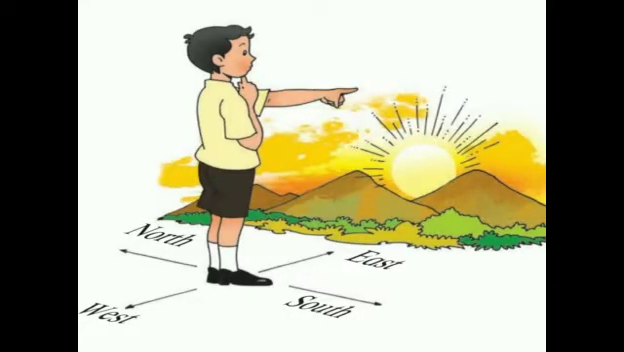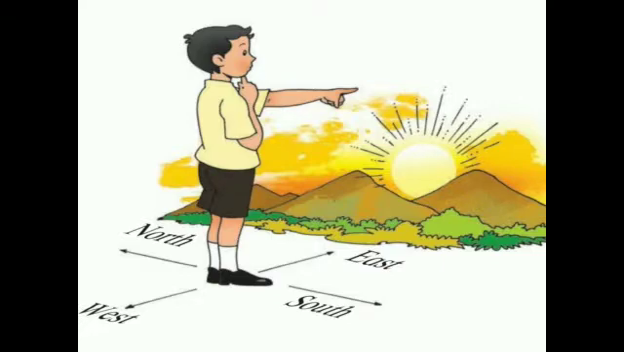The four main directions are east, west, north and south. The direction in which the sun rises is the east. The direction in which the sun sets is the west. East and west are opposite to each other. If we stand facing east, the west is behind us. At that time, the north is to our left and south is to our right.